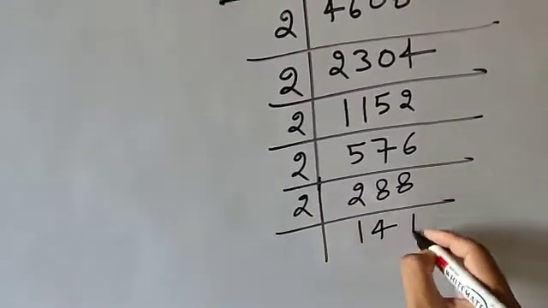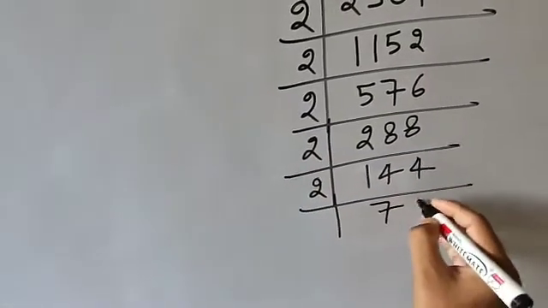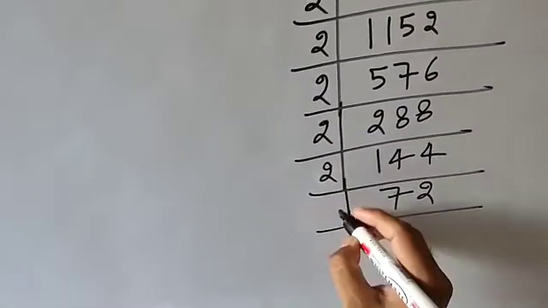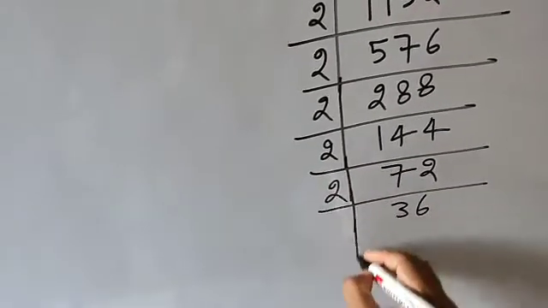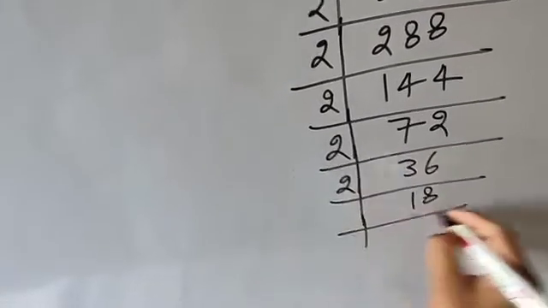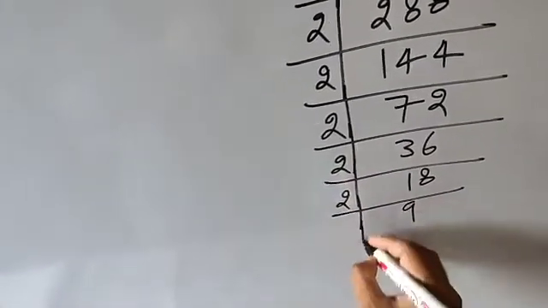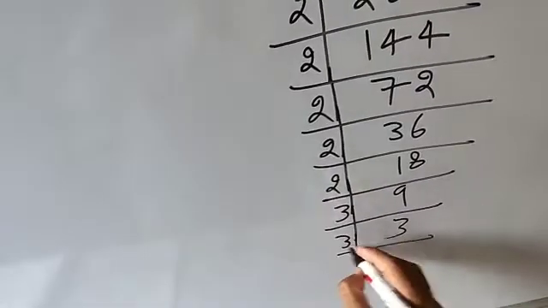Then by 2, 2 1 ja 2, 2 4 ja 8, again by 2, 2 7 ja 14, 2 2 ja 4, then 2 3 ja 6, 2 6 ja 12, then by 2, 2 18 ja 36, again by 2, 2 9 ja 18. Now it is divisible by 3, then 3 3 ja 9, and again 3 1 ja 3.